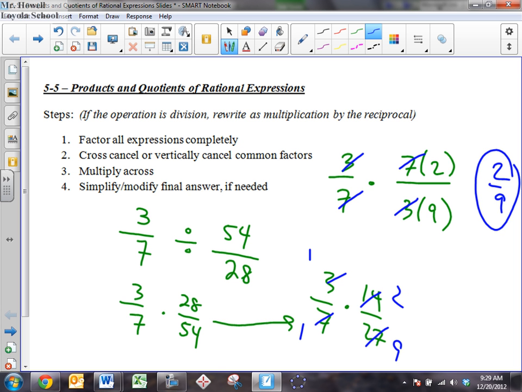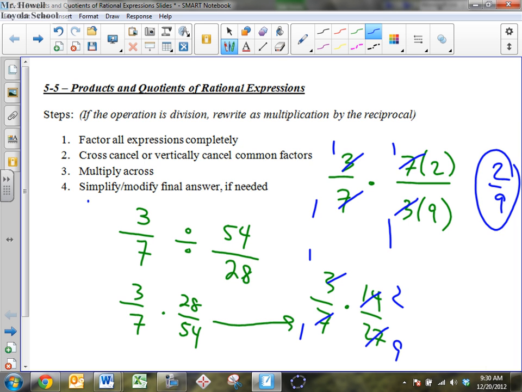But this method, although it may seem trivial and nonsensical for a problem like this, and I agree completely, is very useful when you have variables. You cannot just do it like this when you have variables. It will not work. So I'm showing you a demonstration with simple numbers of how this does work, and then we're going to extrapolate that idea and move into variables. Does that make sense? Ian, you good? Okay. So again, cross cancel or vertically cancel common factors, then multiply across. When we cancel these, there are all these 1s left behind, so when I multiply across, I get 2 ninths. In step 4, there's nothing to simplify.